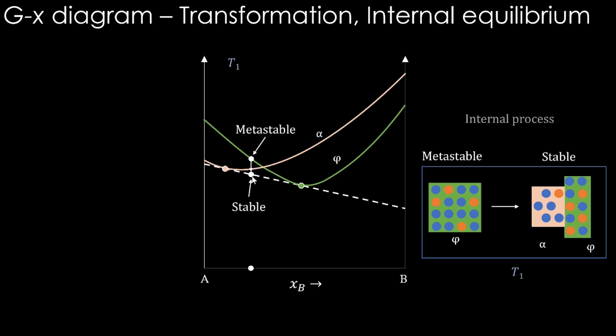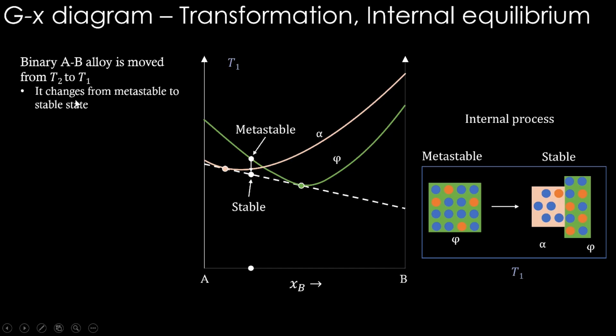So in this process what has happened is an internal process within the material. Within the material there is a change to achieve the stable state from the metastable state. We are going to focus on this internal process today. So what happened is this binary AB alloy is moved from T2 to T1. Because of that it changes from metastable state to stable state, and diffusion of elements occurred into and out of each phase. Think about it.